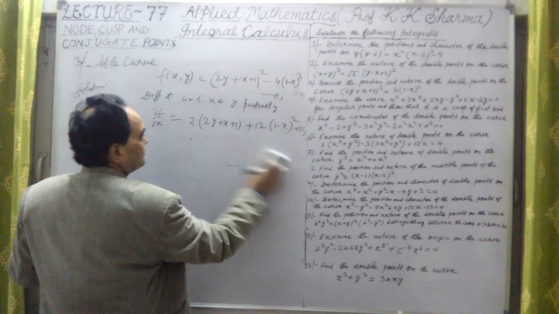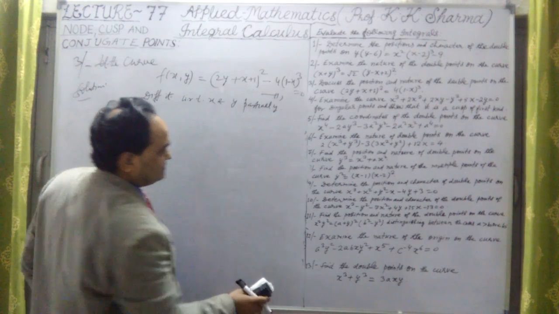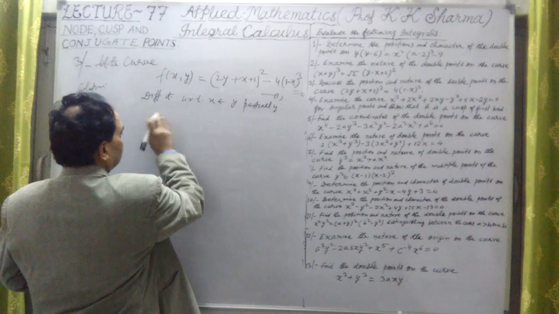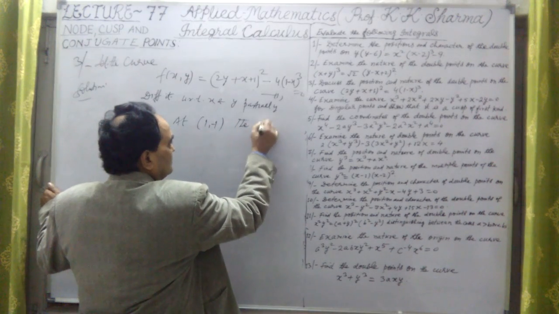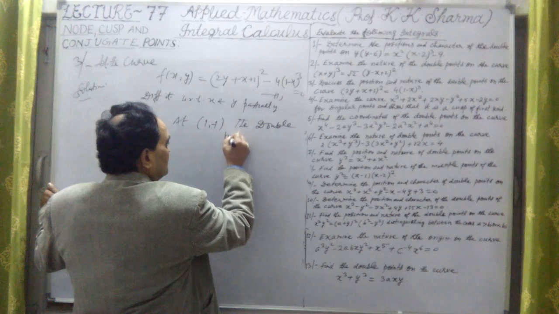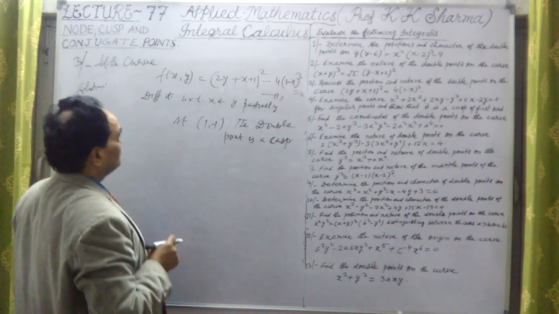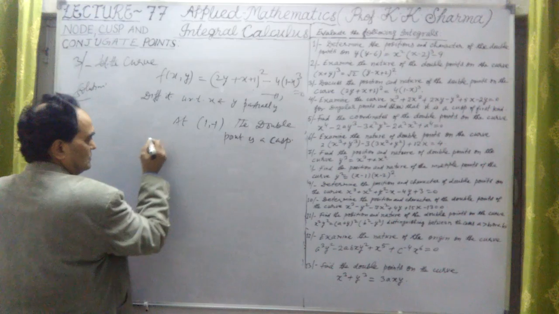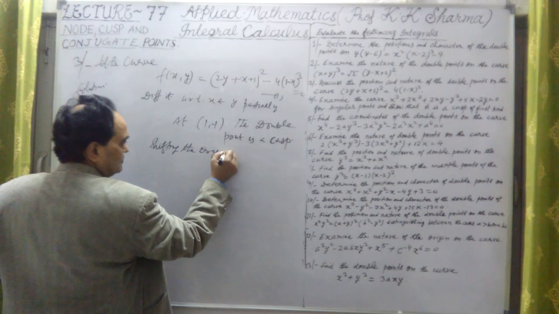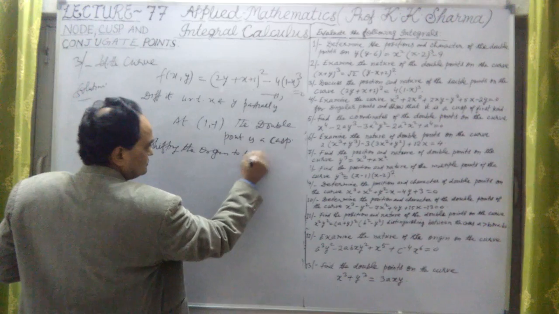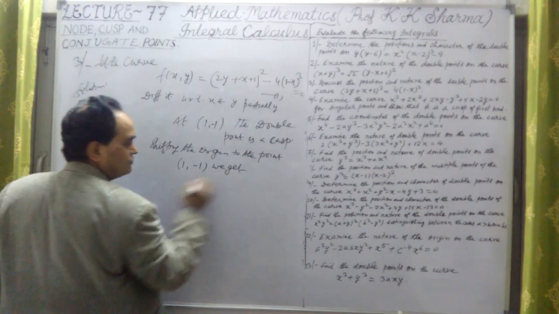So cusp will lie there. Now let me check what variety that cusp is, first species or second species, of what kind. So at 1 and minus 1, the double point is a cusp. What do we do? Let us shift the origin to this point, 1 and minus 1. We get, what do we get here?